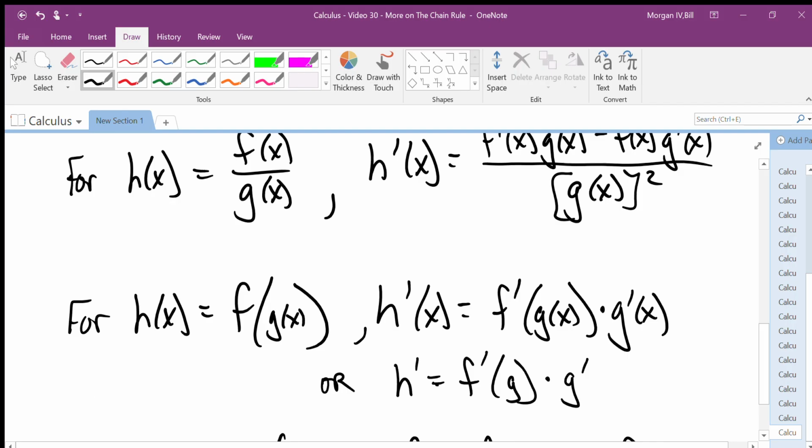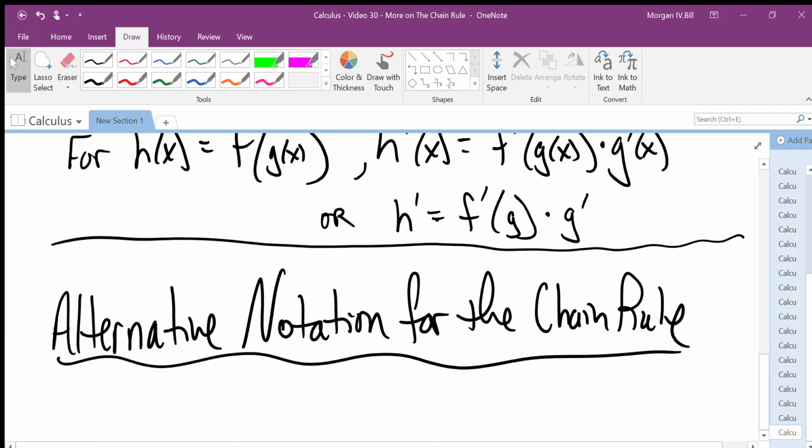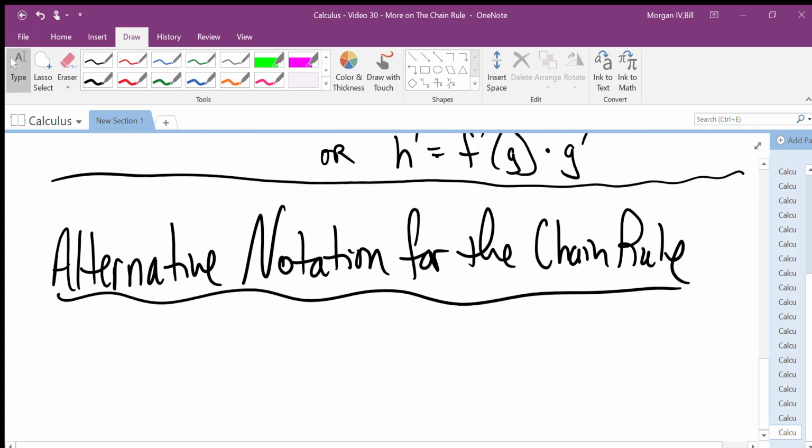Today we're looking at an alternative notation for the chain rule. So far we've been thinking about the chain rule in terms of f prime and g prime, but we have another notation for the derivative, right? We have our dy dx notation for the derivative. And we said before that f prime of x is the same thing as dy dx. They both mean the derivative function. So how can we rewrite the chain rule using our dy dx notation?